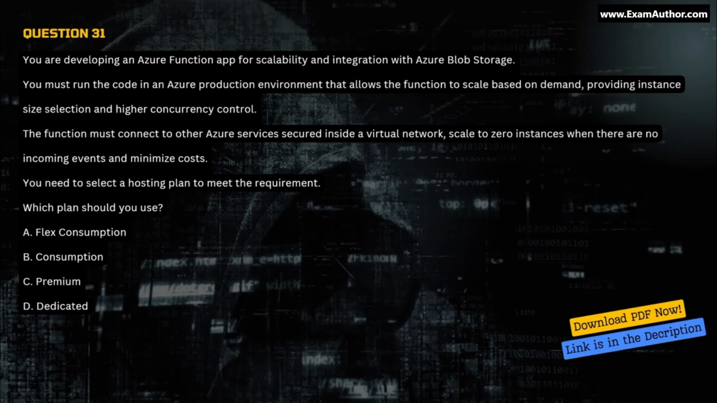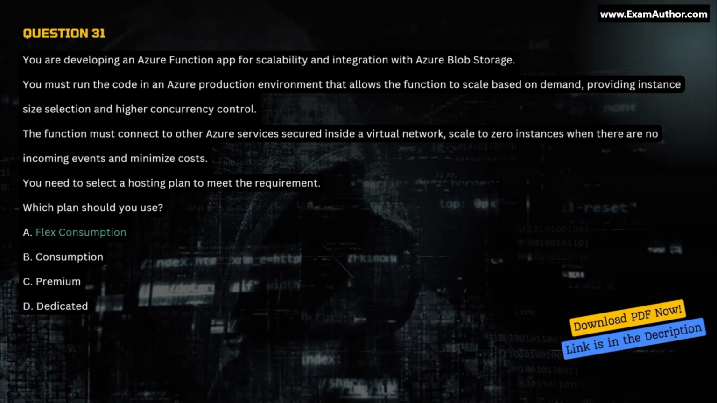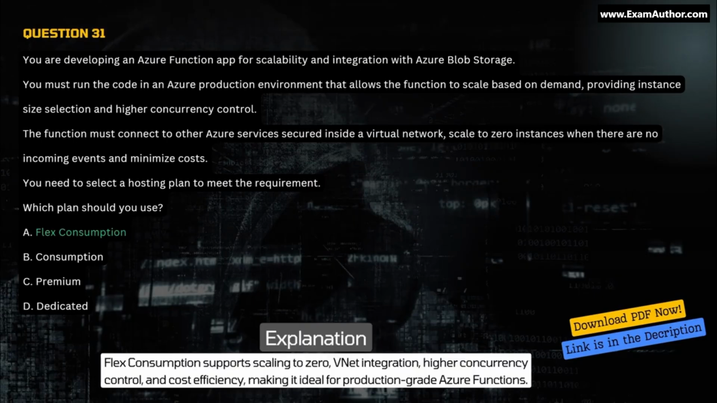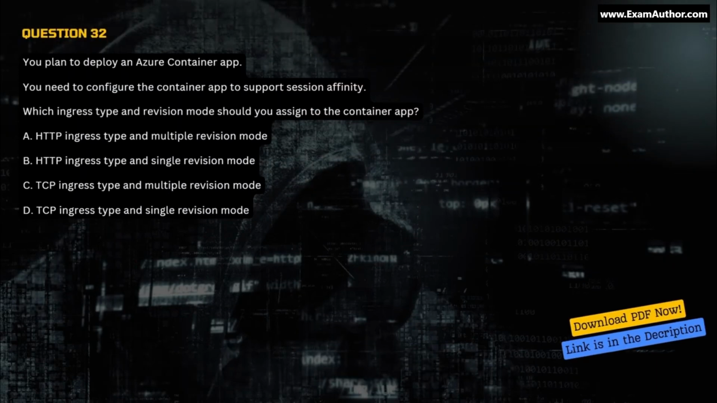A. Flex consumption. B. Consumption. C. Premium. D. Dedicated. Correct answer A. Flex consumption. Explanation: Flex consumption supports scaling to 0, VNet integration, higher concurrency control, and cost efficiency, making it ideal for production-grade Azure functions. Question 32. You plan to deploy an Azure Container app.